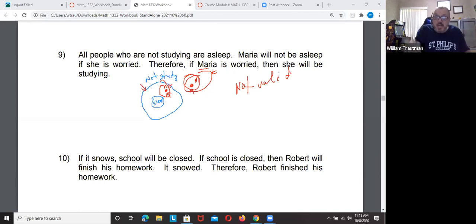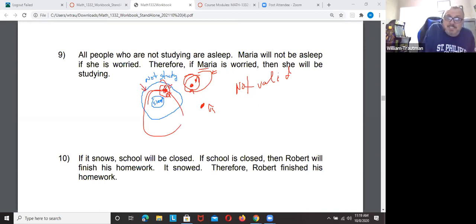I mean, I could make it valid by putting the dot out here. Maria, she will be studying. It says she's not not studying here. That means she's studying out here. But I could also put it in here because it says Maria's just not sleeping. So you have to look at the wording. These are the two things you have to write and then verify that this is true or not.